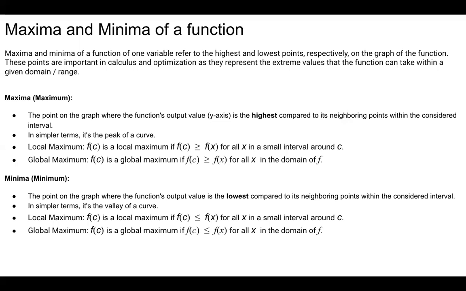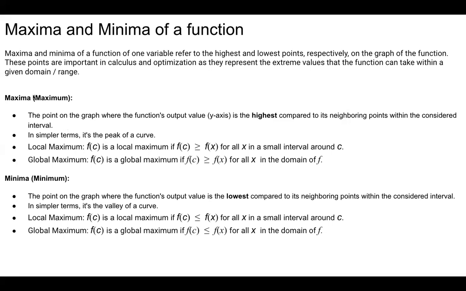Today, we are going to talk about maxima and minima of a function. What is it, and how is it related to machine learning or artificial intelligence? As the name suggests, maxima means maximum value, minima means minimum value, of a function with a single variable x. So how do we find it?